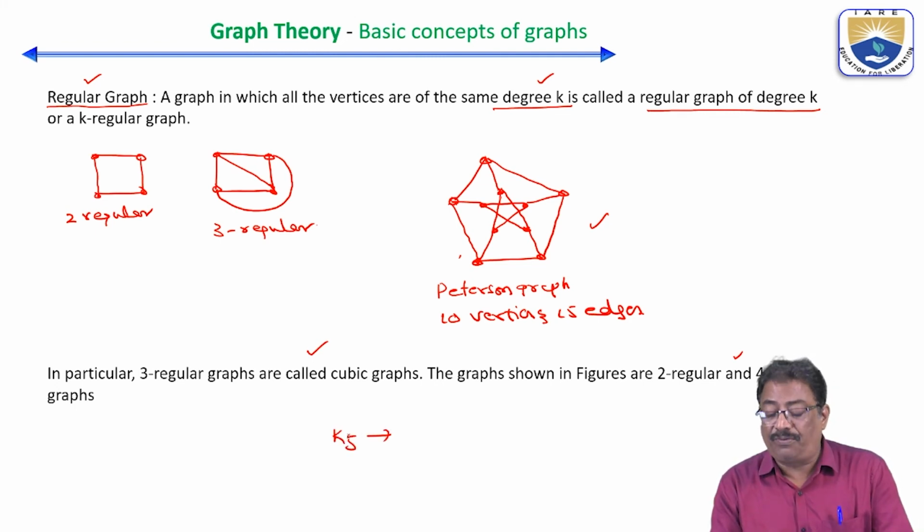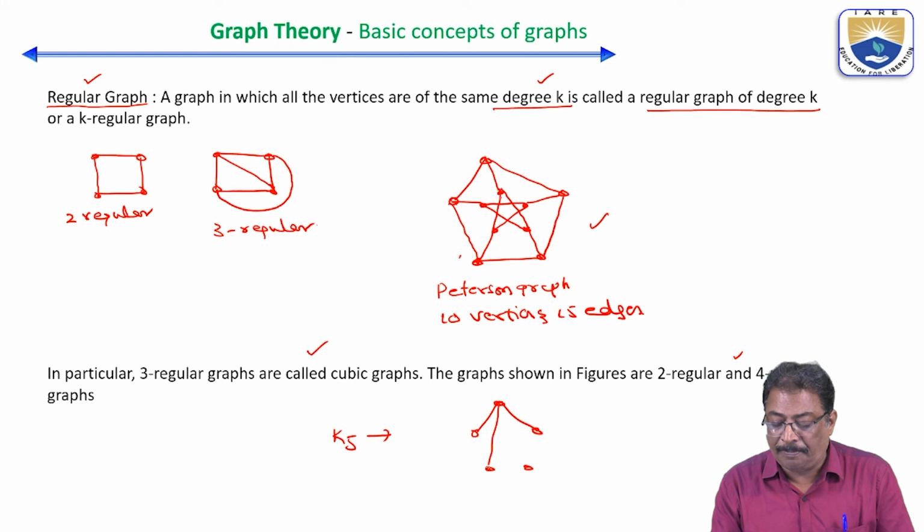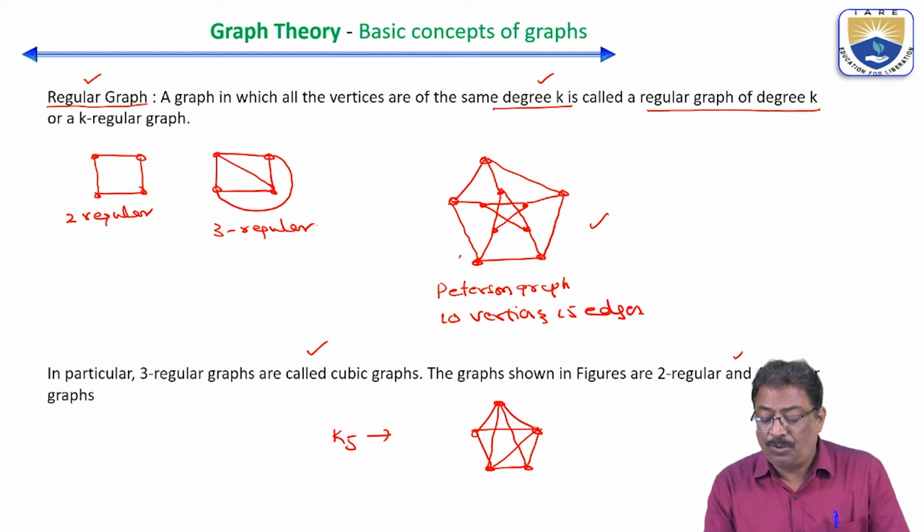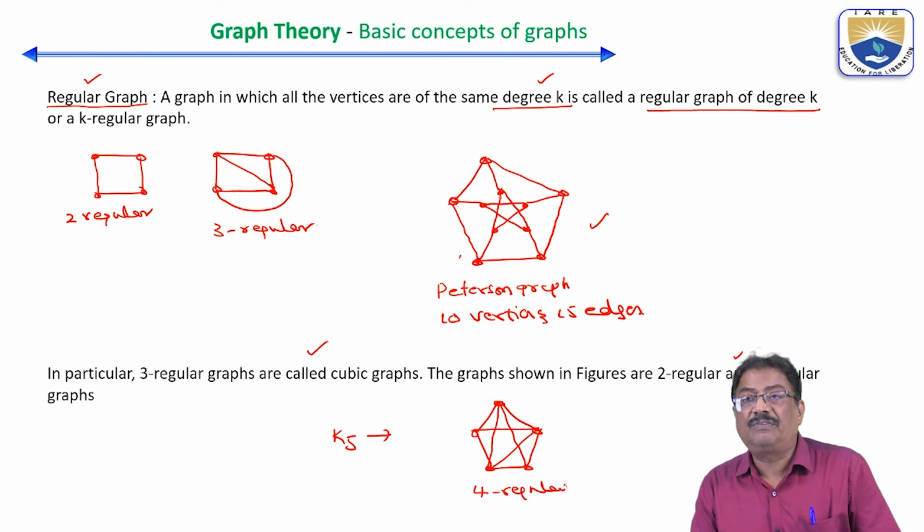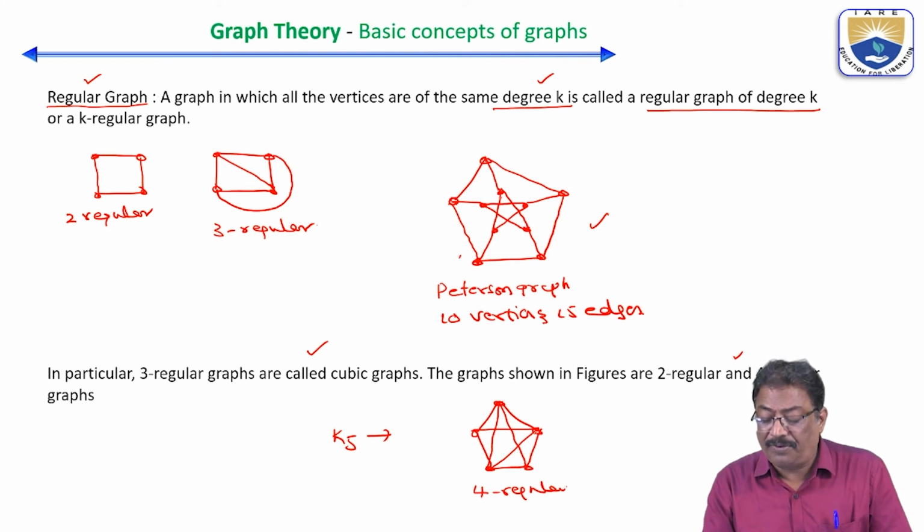and each and every vertex degree is, if I am going to consider a complete graph with 5 vertices, let us say I am just taking it like this. So it is a complete graph with 5 vertices. What is the degree of each and every vertex? Degree is 4. I can say that it is a 4 regular graph. A complete graph here becomes 4 regular.